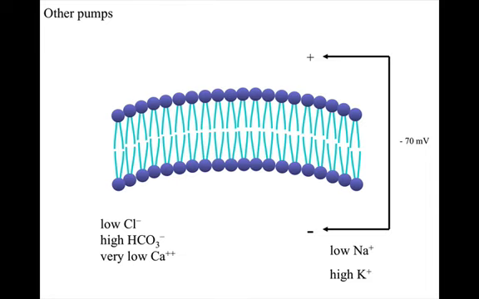There are other ion pump proteins that maintain the inside of the neuron with a relatively low level of negative chloride ions, a relatively high level of negative bicarbonate ions, and an extremely low level of positive calcium ions. The overall effect is that the inside of the membrane is about 70 millivolts negative to the outside, and most of this difference is actually maintained by the sodium and potassium ions. This potential difference is known as the resting potential, because it's the potential to which the membrane tends to return if it's disturbed in some way.